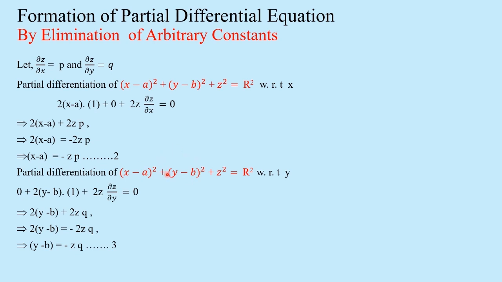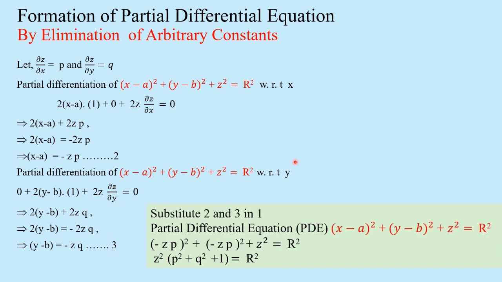This y minus b will become 2 into y minus b, and then again chain rule, we have to differentiate y. Differentiation of y is 1 plus z square. Z square will be 2z, and then differentiation of z is dou z by dou y. Simplifying, we get this.